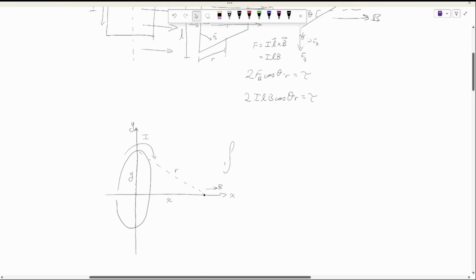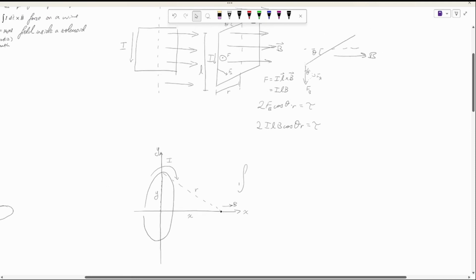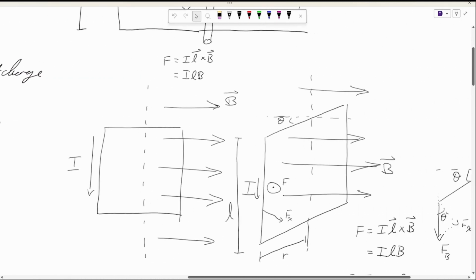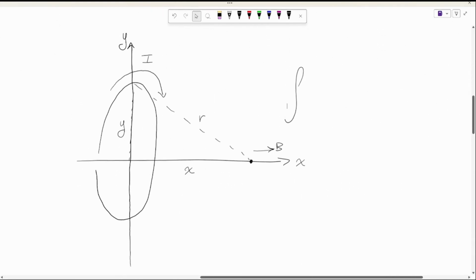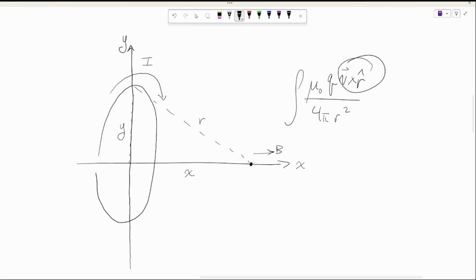for little bits of charge. So we're going to use the scary formula, which is mu naught, where is it? QV cross r hat over 4 pi r squared. So with this, for direction, because we want to get rid of this cross product here.